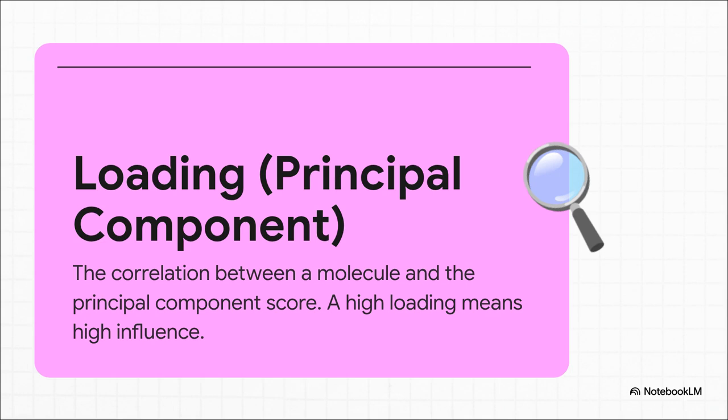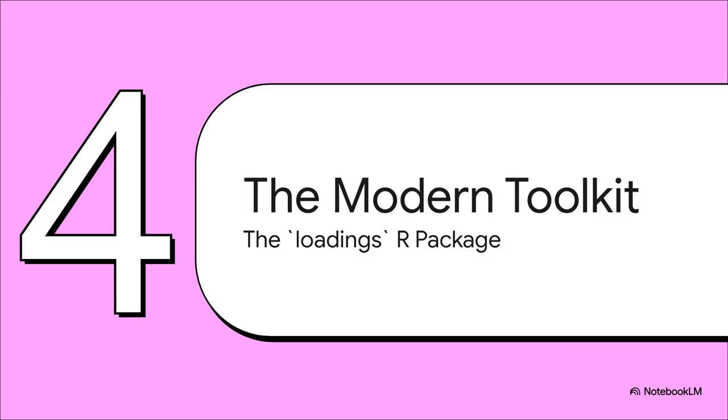So if a molecule has a really high loading, it's a major player. It's one of the key reasons the fasted mice look so different from the fed mice. For years, calculating these loadings in a proper, reliable way was a huge headache for scientists. But now, there's a standardized toolkit that makes this incredibly powerful analysis accessible to pretty much anyone.